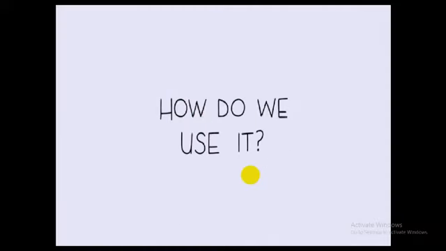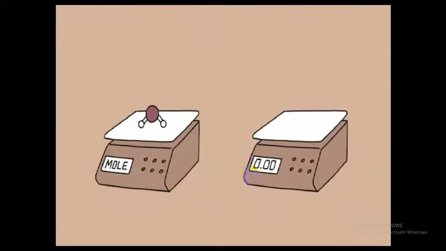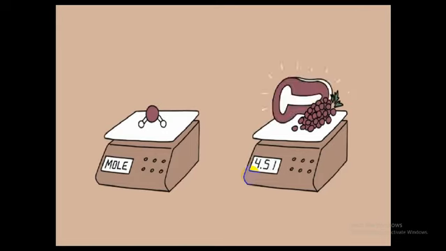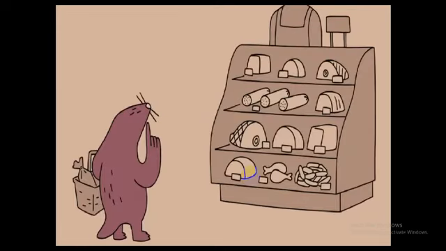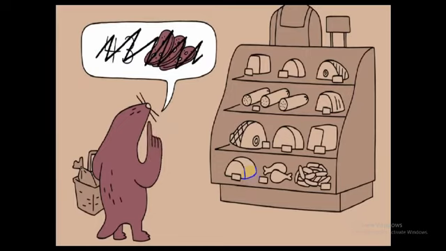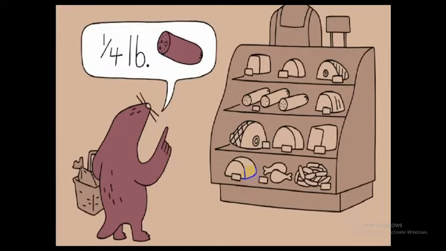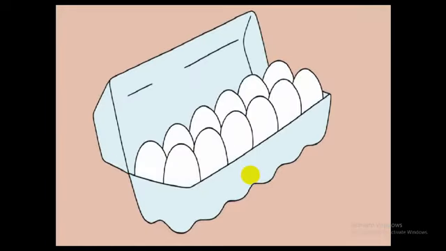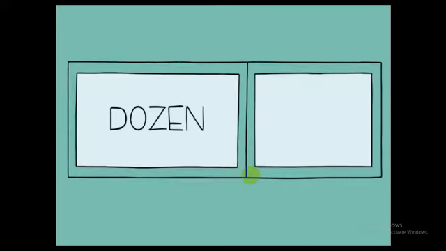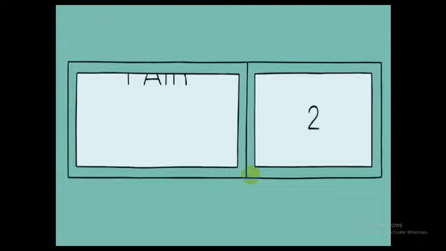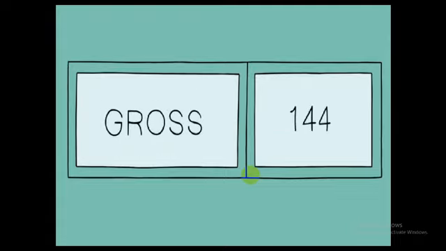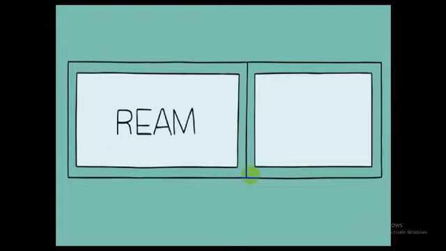So how do we use it? You might be surprised to know that chemists use it the same way you use pounds to buy grapes, deli meat, or eggs. When you go to the grocery store, you don't go to the deli counter and ask for 43 slices of salami. You buy your salami by the pound. When you buy your eggs, you buy a dozen eggs. When we hear the word dozen, we probably think of the number 12. We also know that a pair is 2, a baker's dozen is 13, a gross is 144, and a ream of paper is, anybody? A ream is 500.